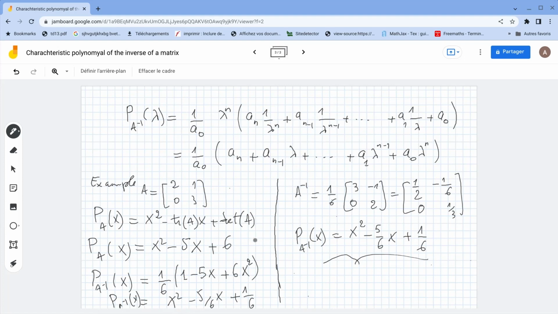There is also another thing: the spectrum of A is the set of eigenvalues, the roots of this polynomial, which is 2 and 3, and the spectrum of A inverse is the inverse of the eigenvalues, here 1 by 2 and 1 by 3. Thank you.